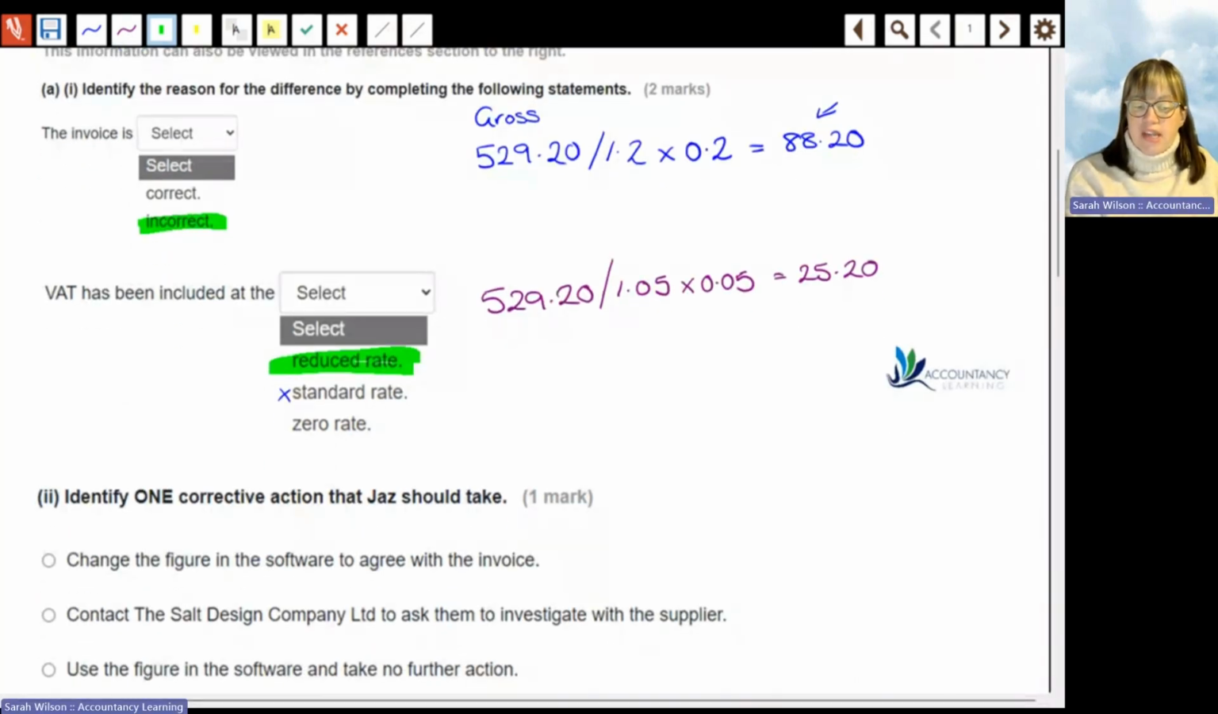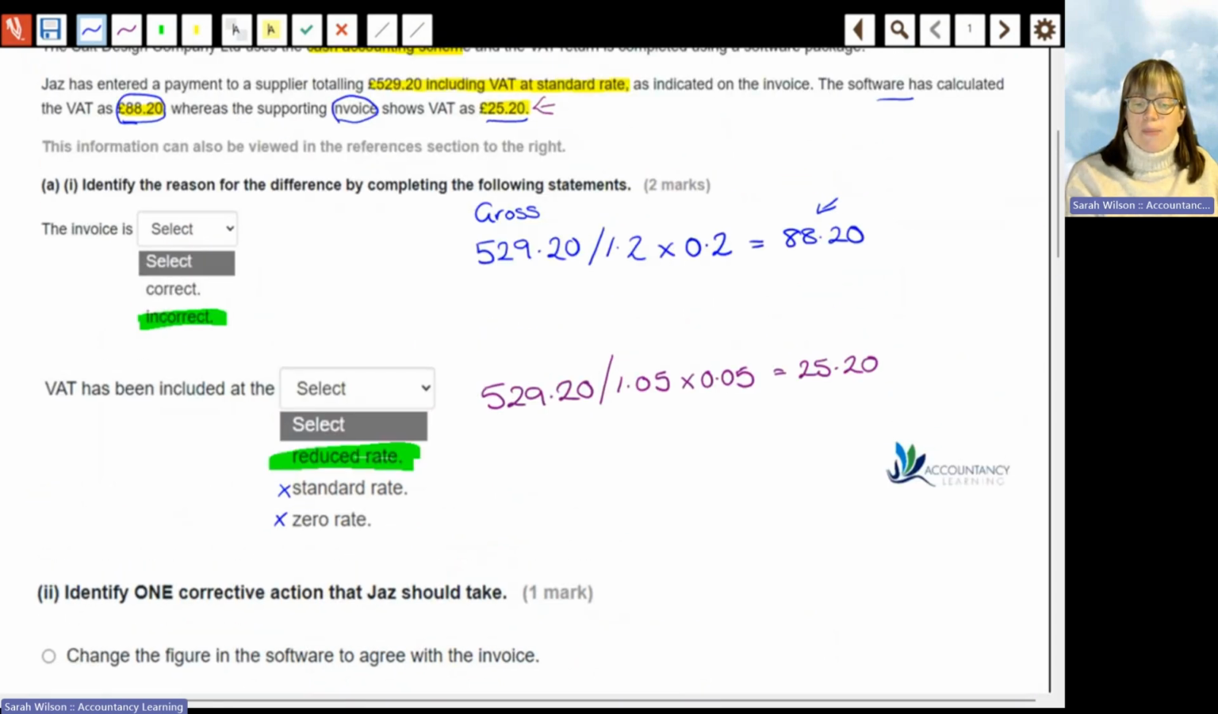We could also discount straight away a zero rate because if it was zero rated, then VAT would show as 0 on the invoice. But because we've got a VAT amount, we know that it couldn't be a 0 rated invoice.